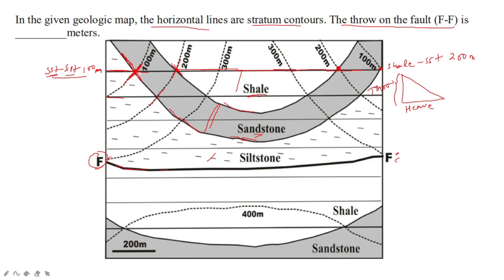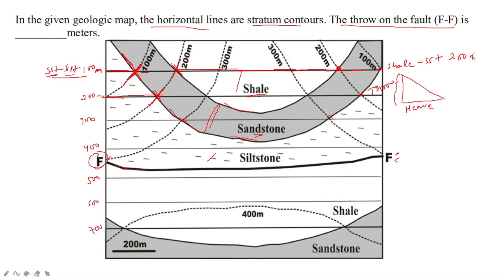Now if you move to this side, you see that the 200-meter elevation contour is cutting the sandstone siltstone bedding plane at this point and at this point also. So you make another stratum contour which is for 200. This goes on like this: this is 300, this is 400, this is 500, this is 600, this is 700.